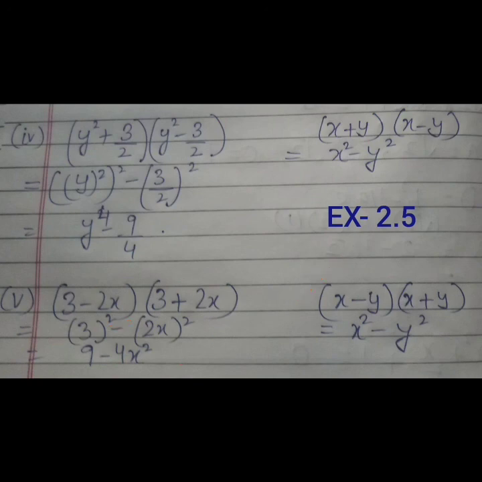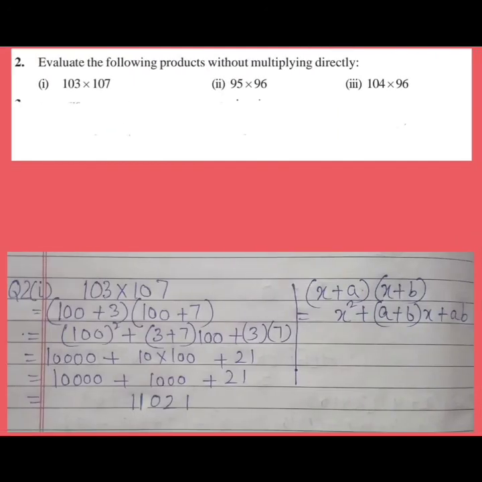Okay children, now the next question number 2 is evaluate the following products without multiplying directly. We have not to multiply here directly, we will use the identities.